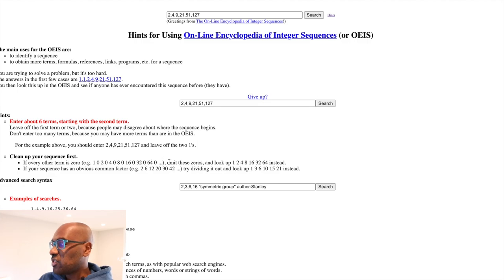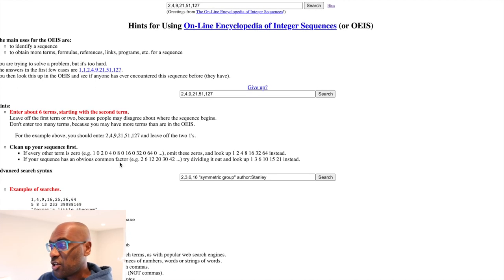If you have a bunch of zeros in between every other term, get rid of those zeros. If your sequence has a clear common factor, like in this example, all the particular terms have a 2 as a factor, factor that out and write what's left. The encyclopedia will see the results much more easily. Fascinating. So a really cool website.